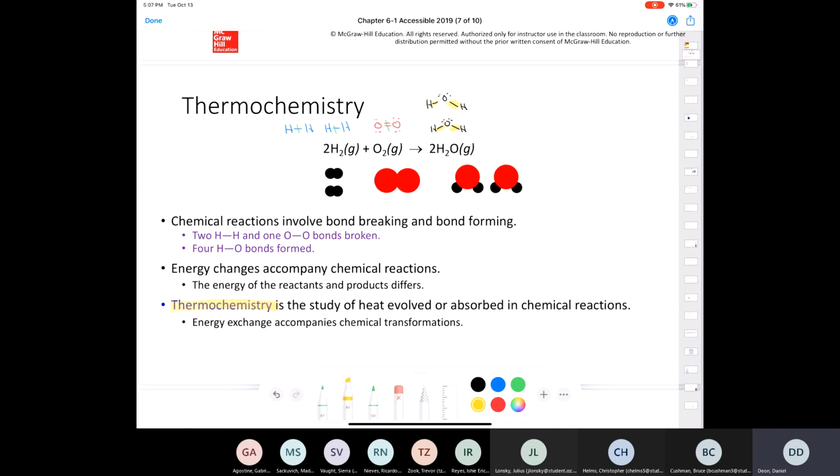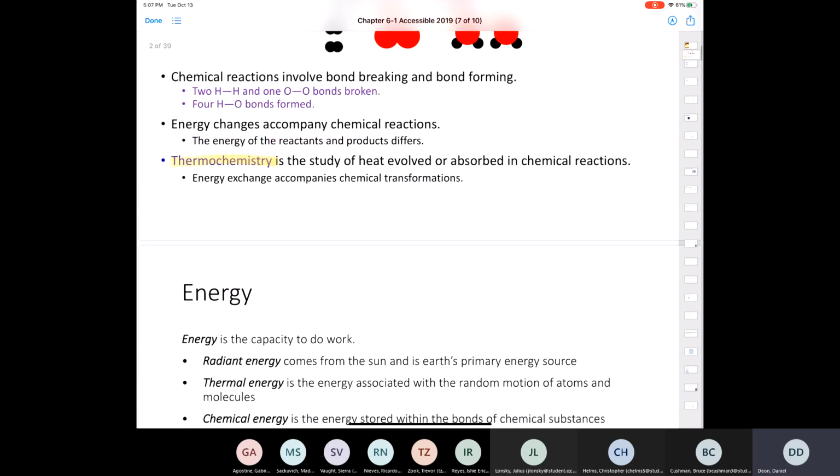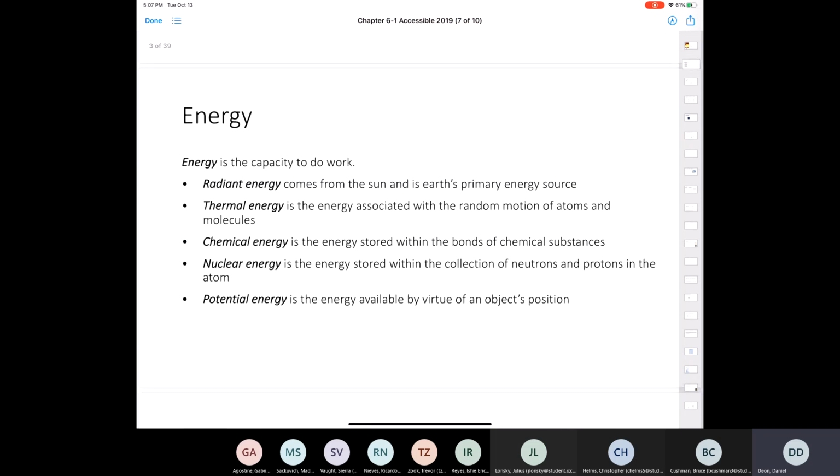We're going to look at a lot of chemical reactions in this chapter, and we're going to discuss the amount of heat that's either evolved or absorbed in those reactions. Well, let's keep going. Before we get into that, let's define a little bit more about energy. And energy is nothing more than the capacity to do work. In fact, that's a definition that you should know.